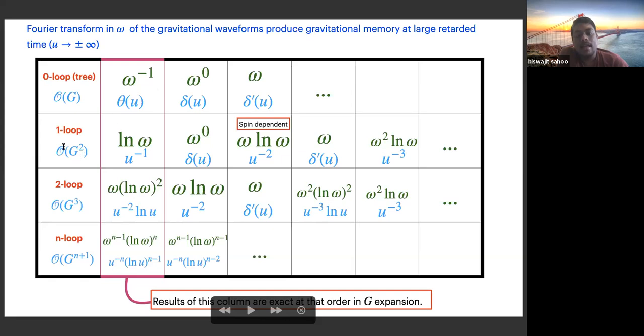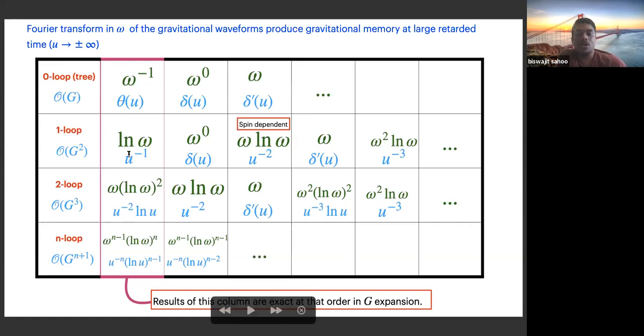Then at one loop order, it appears as log omega, and that gives a 1 over u tail memory. Similarly, I'm just focusing on the leading non-analytic pieces. Then at two loop order, it goes like omega (log omega) squared, and that contributes a memory u to the power minus 2 log u. And at n loop order, which goes like g to the power n plus 1 in the classical iterative expansion, it contributes u to the power minus n log u to the power n minus 1 memory. So you can see that there is tail of tail memory.